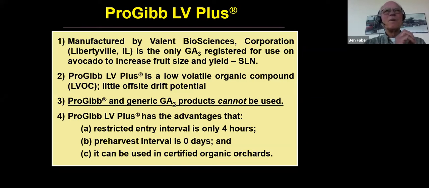Anyway, when you're applying this in the springtime, you usually have last year's crop, or this year's crop, if you want to call it that, on the tree. So you've got the flowers that you want to affect, and you've got the crop that you're going to harvest whenever your packing house tells you. So you can apply this and harvest the crop that's on the tree. And it can be used in certified organic orchards. Again, it's a naturally occurring material, therefore it can be used in organic orchards.